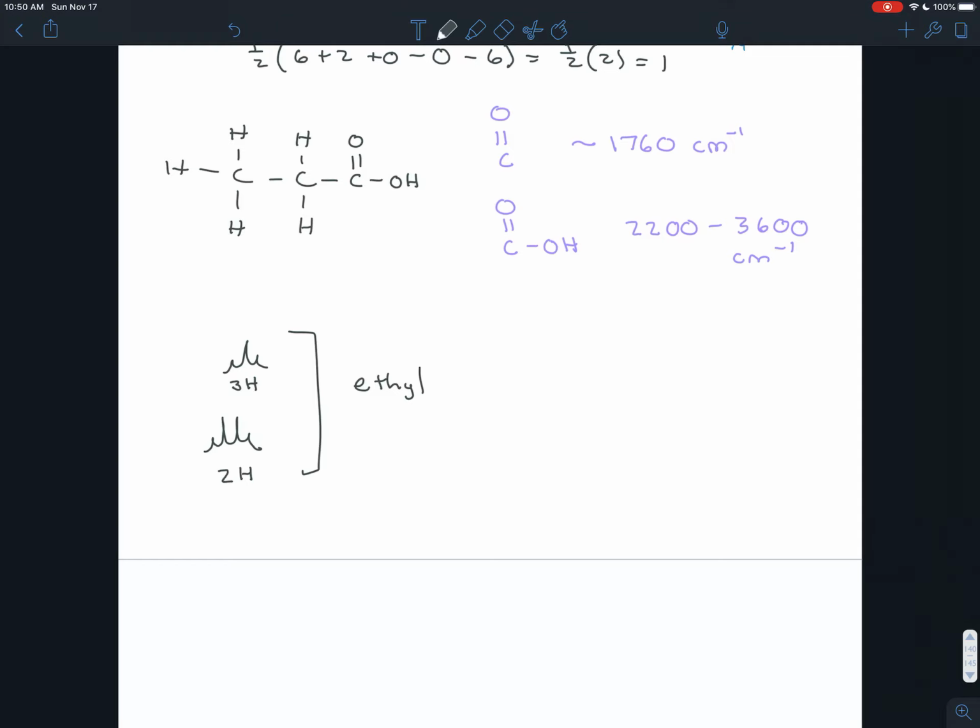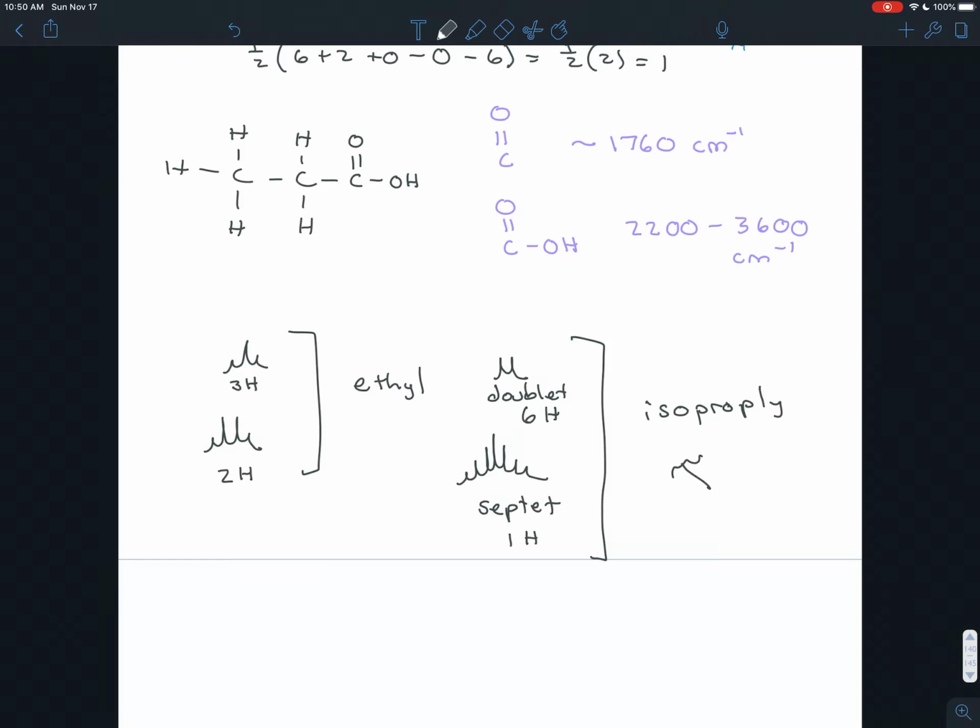The other 2 patterns that are really common that you'd want to know, that would be completely fair game on any test, my test or an MCAT, or PCAT, or a DAT, is if you have a doublet and a septet, especially if you have an integration of 6 hydrogens and 1 hydrogen, respectively. That is an isopropyl group.